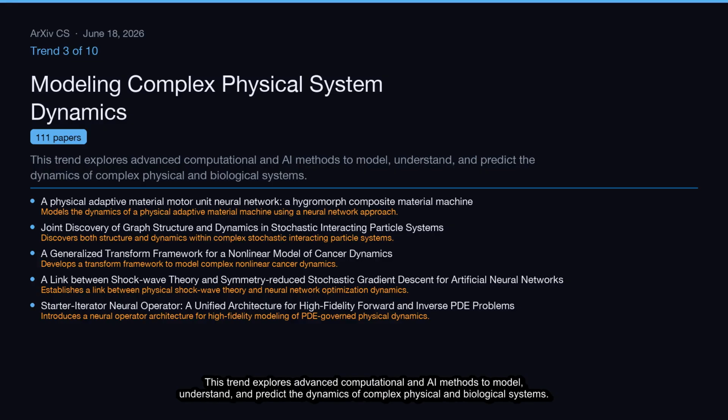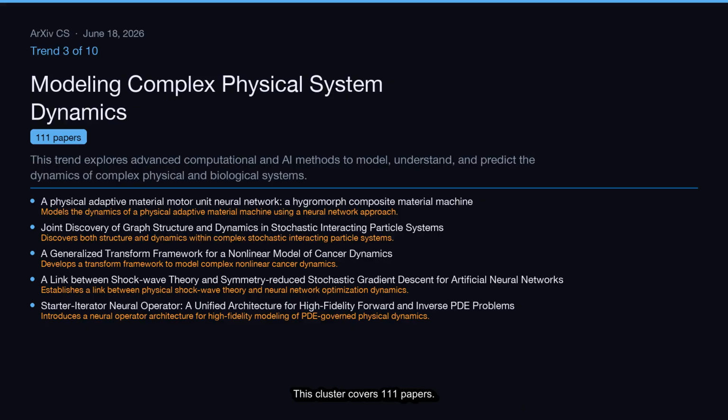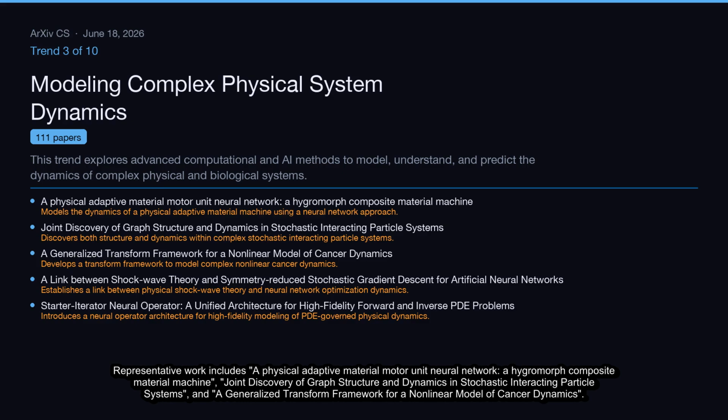Trend 3 of 10, Modeling Complex Physical System Dynamics. This trend explores advanced computational and AI methods to model, understand, and predict the dynamics of complex physical and biological systems. This cluster covers 111 papers. Representative work includes a Physical Adaptive Material Motor Unit Neural Network, a hygromorph composite material machine, joint discovery of graph structure and dynamics in stochastic interacting particle systems, and a generalized transform framework for a nonlinear model of cancer dynamics.